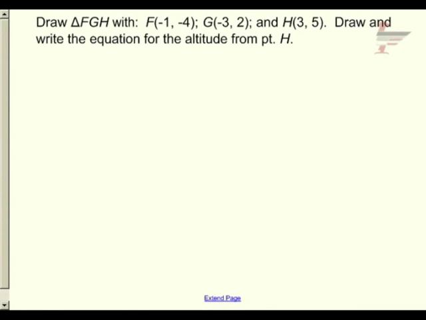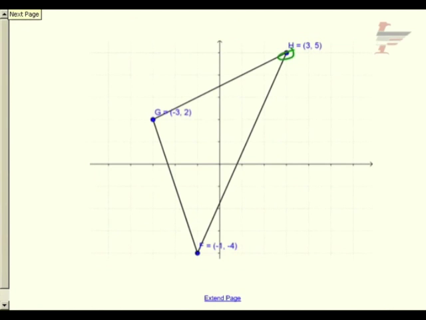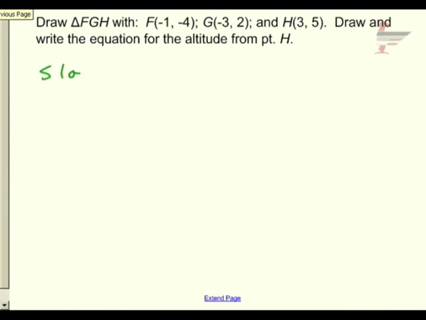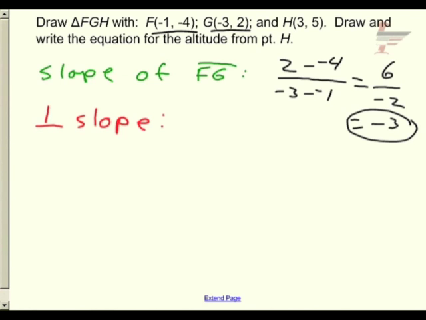So, to find the equation of an altitude through point H, you know that it needs to go through this point, and it has to be perpendicular to that side. So we need to find the slope of the side first. So to find the slope of FG, we want to use rise over run on these 2 points. So that's 6 over -2, and that gives you -3 for the slope. But we don't want to use that slope. We want to use the perpendicular slope. So the perpendicular slope would be just 1/3.